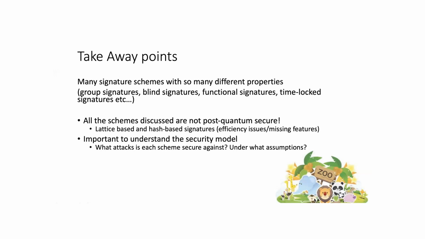I want to highlight that it's very important to understand the security model when you're trying to decide which signature scheme to use. Understand what attacks each scheme is secure against, and under what assumptions. And very importantly, also look out for implementation-level and API issues. There can be loopholes for vulnerabilities, and we've seen that multiple times in the space. And with that, I want to conclude, and thank you, and sorry for taking long.